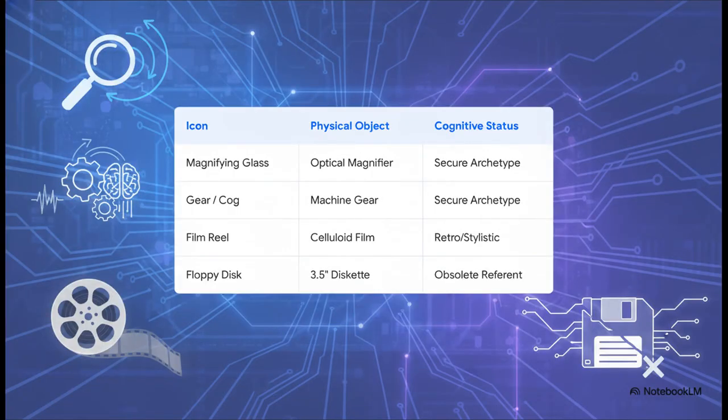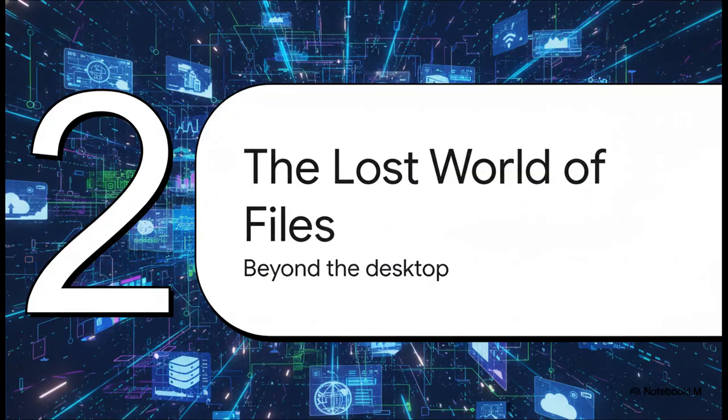Well, as this chart shows, not all these digital ghosts are created equal. Some symbols, like the magnifying glass for search or a little cog for settings, have become what we can call secure archetypes. We just get them, even if we've never actually used the physical object. But others, like our friend the floppy disk, have become an obsolete referent. The original connection is totally broken. And this isn't just about one little icon. It's about an entire way of thinking, a whole digital world that is fundamentally changing right under our noses.